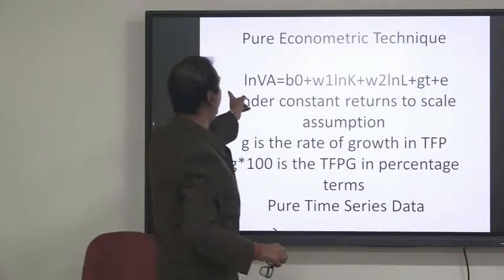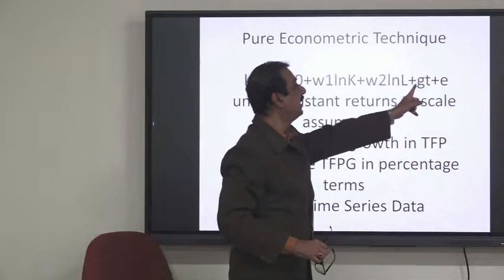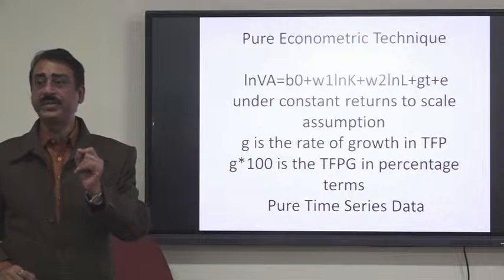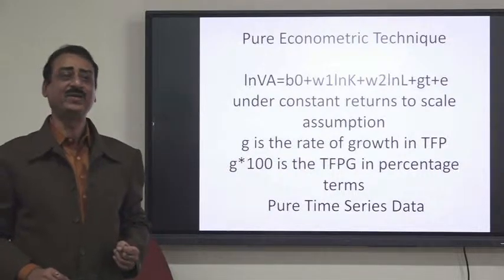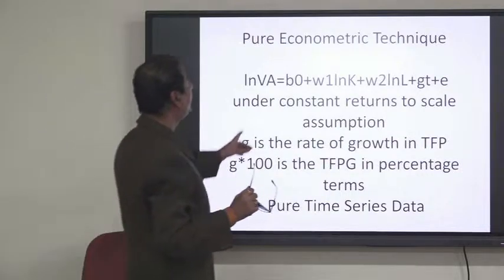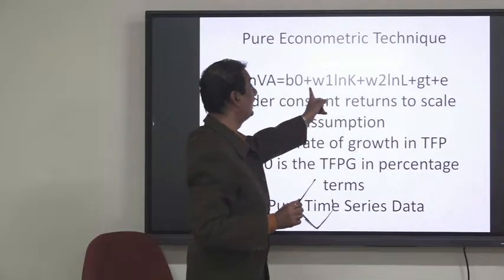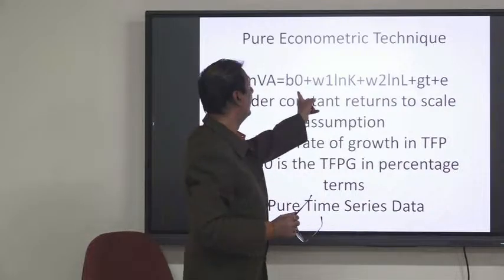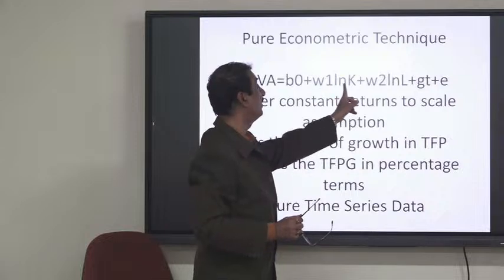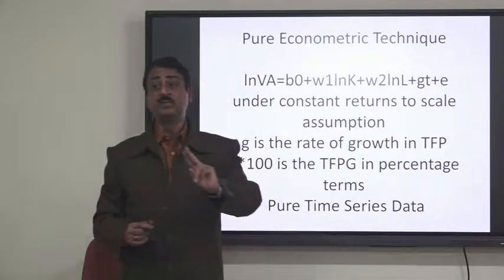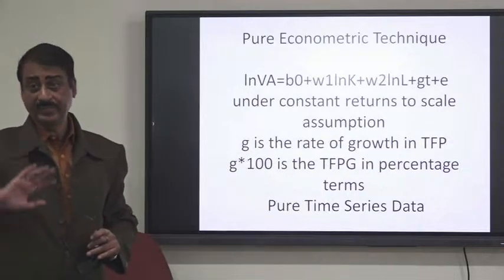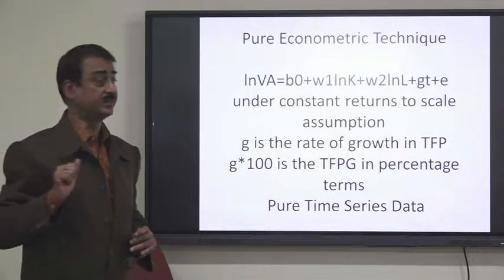So you are regressing log of value added on log of capital, log of labor, and you have a time trend, that is T. And the coefficient of T would essentially give you the rate of total factor productivity growth. Of course, you will have to again impose a restriction that there is constant returns to scale. That is, the coefficients of log of capital and log of labor, the shares of capital and labor, must add up to one. So you are ruling out the possibility of increasing or decreasing returns to scale. There is only constant returns to scale.